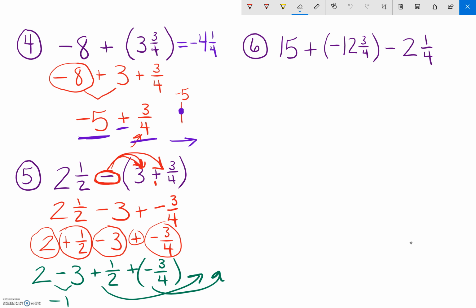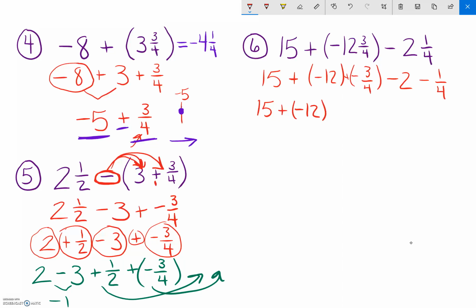Alright, I'm running out of recording time, so we're going to go relatively quick on this one. 15 plus, we're going to break down this mixed number into a negative 12 and a negative 3/4. And we're going to break down this negative 2/4 into negative 2 and negative 1/4. Now, I'm going to rearrange all the integers. 15 plus negative 12 minus 2, and then the fractions are plus negative 3/4 minus 1/4.